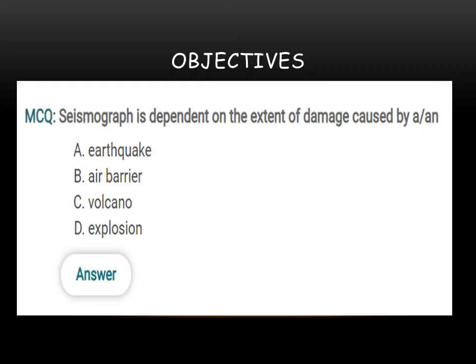The next one is: a seismograph is dependent on the extent of damage caused by an earthquake, an air barrier, a volcano, or an explosion. A seismograph is dependent on the extent of damage caused by an earthquake, an air barrier, a volcano, or an explosion? And the answer here is option A, an earthquake.